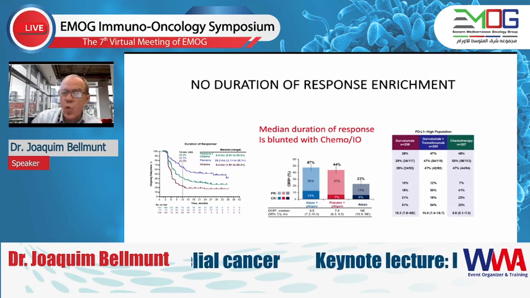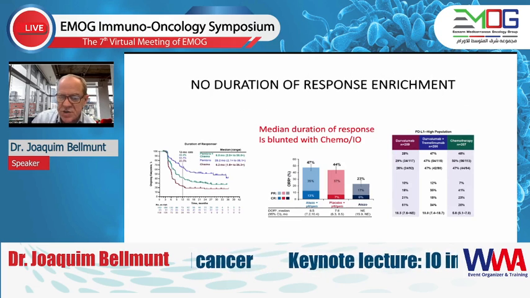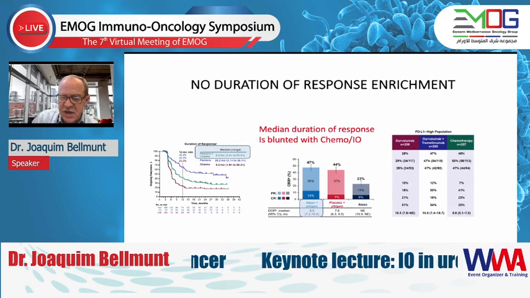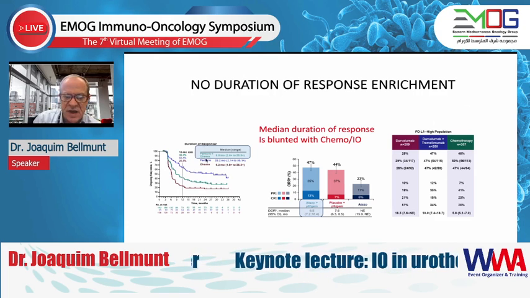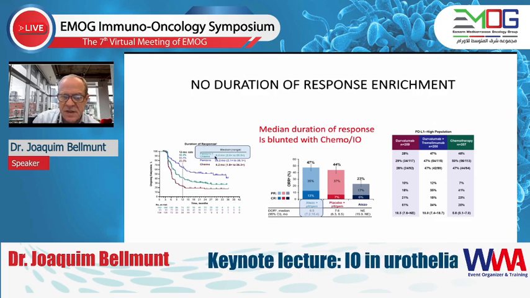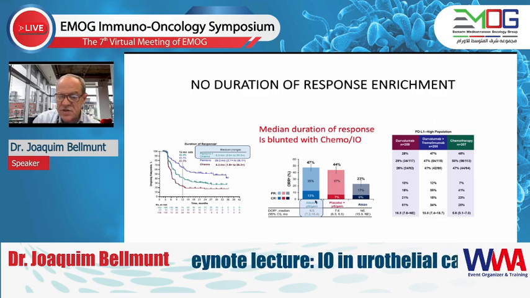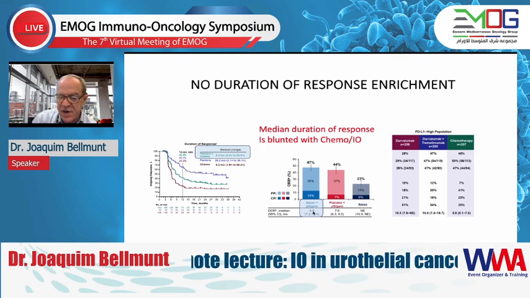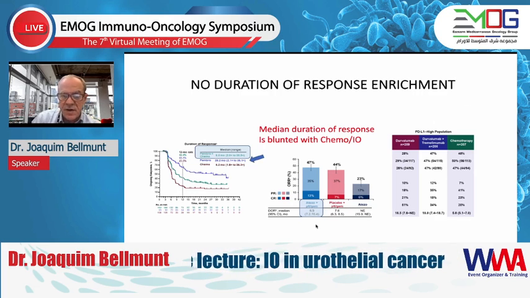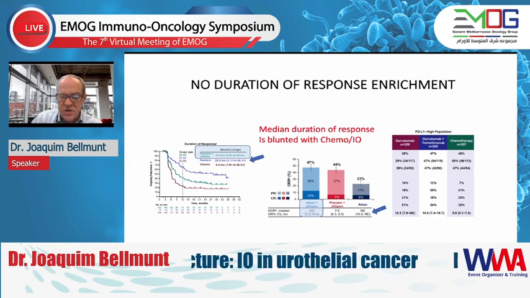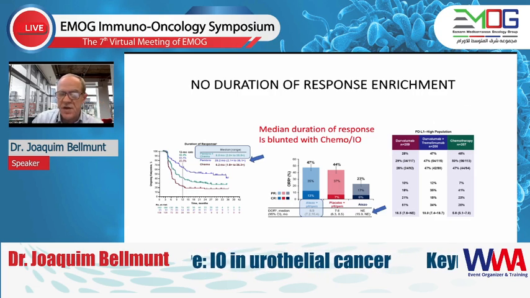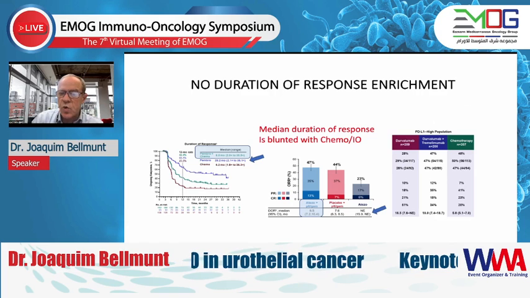But another thing is that the quality of the responses seems to be lost when we are doing that. If you see here, the responses in patients receiving chemotherapy plus pembrolizumab, the median duration of response is 8.5 months. In the atezolizumab chemotherapy arm it is 8.5 months. However, if you pay attention to the responses obtained with immunotherapy in monotherapy, those are good responses.